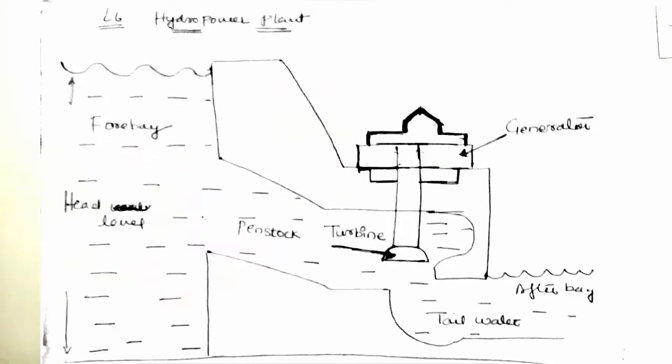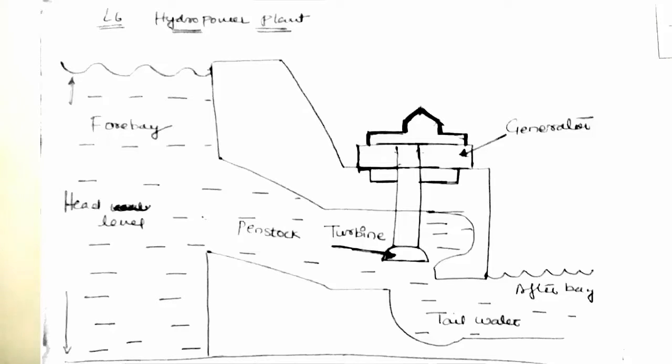So the turbine needs to have a specific kind of construction, and depending on the height of the dam, there are different kinds of turbines. I will discuss the classification and everything in detail. And again, the mechanical energy was being converted to electrical energy using the electrical generator.